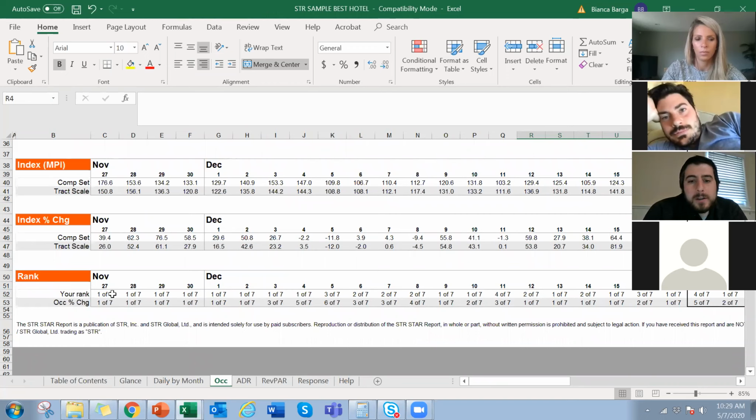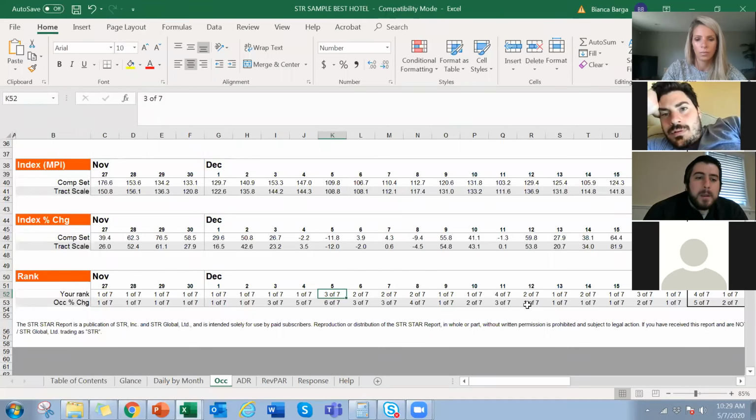So you can see here, this hotel was tops in the market in occupancy. Again, we're just looking at occupancy here, all the way through up until December 5th. But overall, they're kind of in that top half of 7 in terms of where they finished each and every day. Right under that, you see occupancy change.